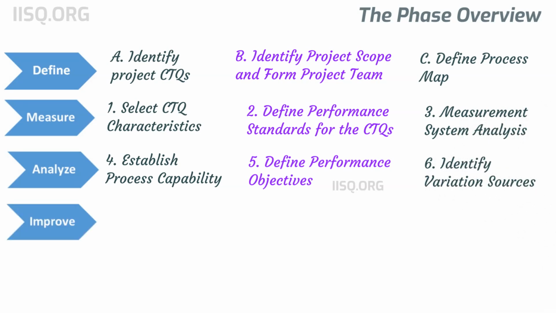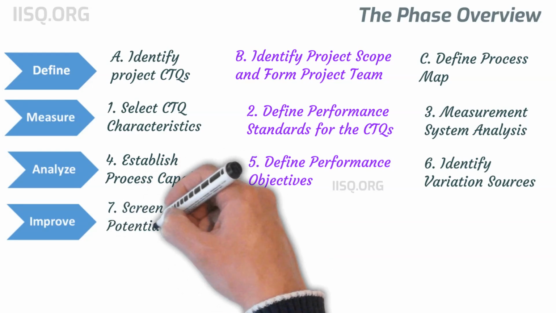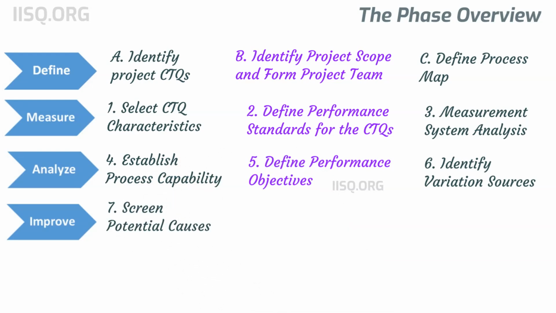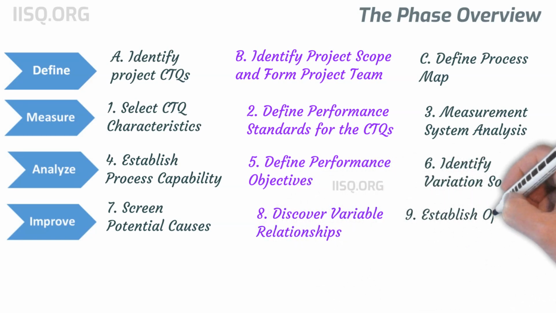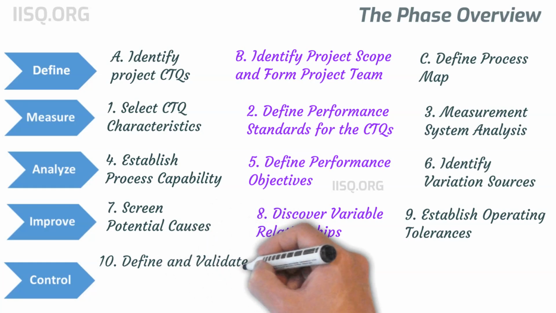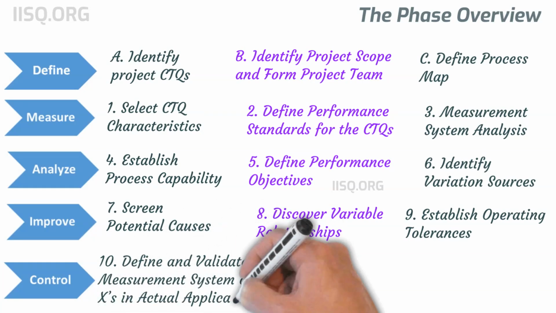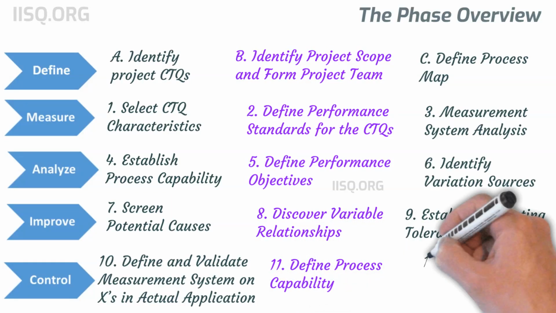In the improve phase, the important deliverables are: screen potential causes, discover variable relationships, and establish operating tolerances. And in the control phase, the important deliverables are: define and validate measurement system on X's in actual application, define process capability, and implement process control.